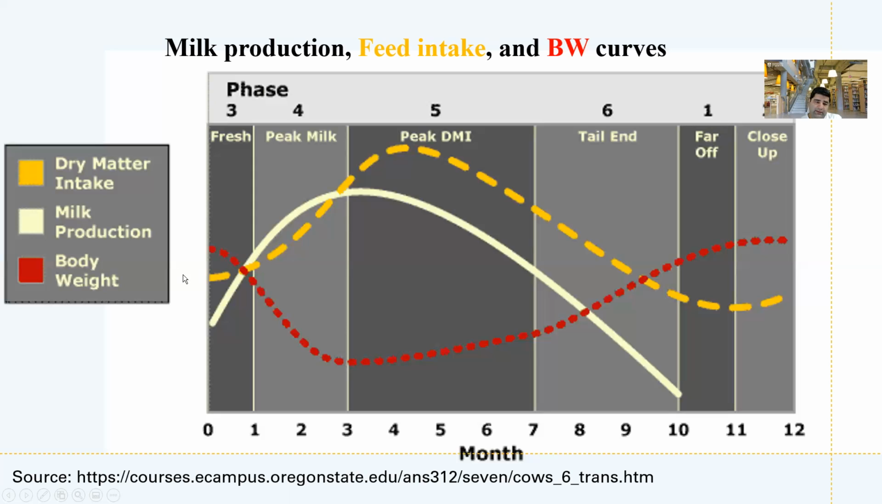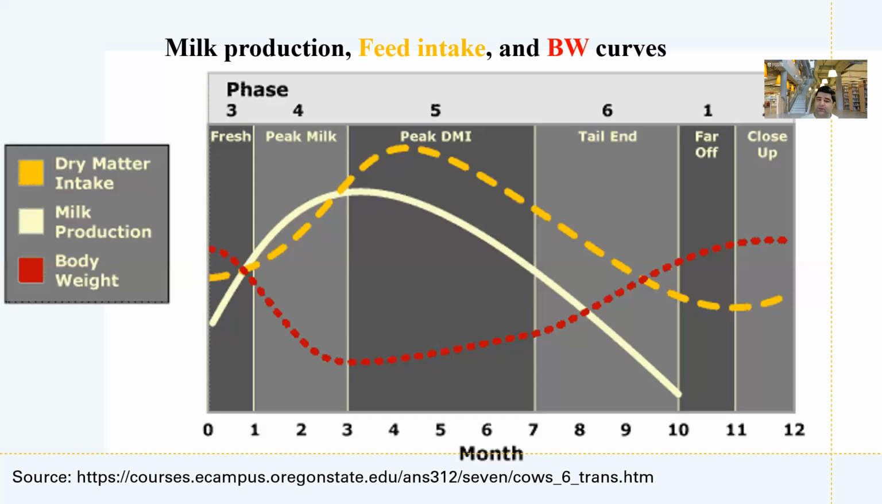If we take a look at the yellow dashed curve here, we can see it shows dry matter intake or feed intake of the animal. As you can see, just after calving, feed intake is low. Why? It has several reasons. First, because of calving stress. Second, because during the pregnancy, the calf was pushing against the rumen and making less room for the rumen and digestive system. That's why the appetite and feed intake capacity of the cow has declined.